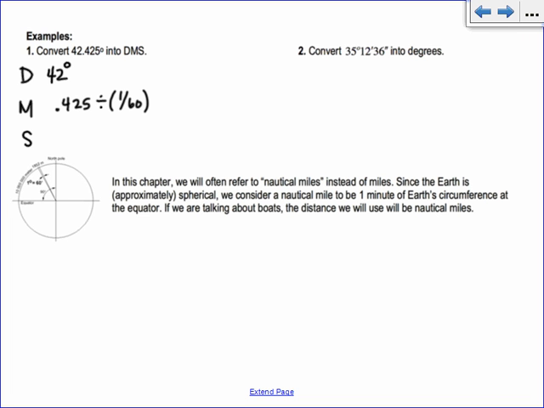So we do 0.425. You multiply by 60 or divide by 1 over 60. And what do we get? 25.5. So how many full minutes do we have? 25. Okay, we write that with a foot mark. You know what I mean by that? Like 6 feet too. Little foot mark.